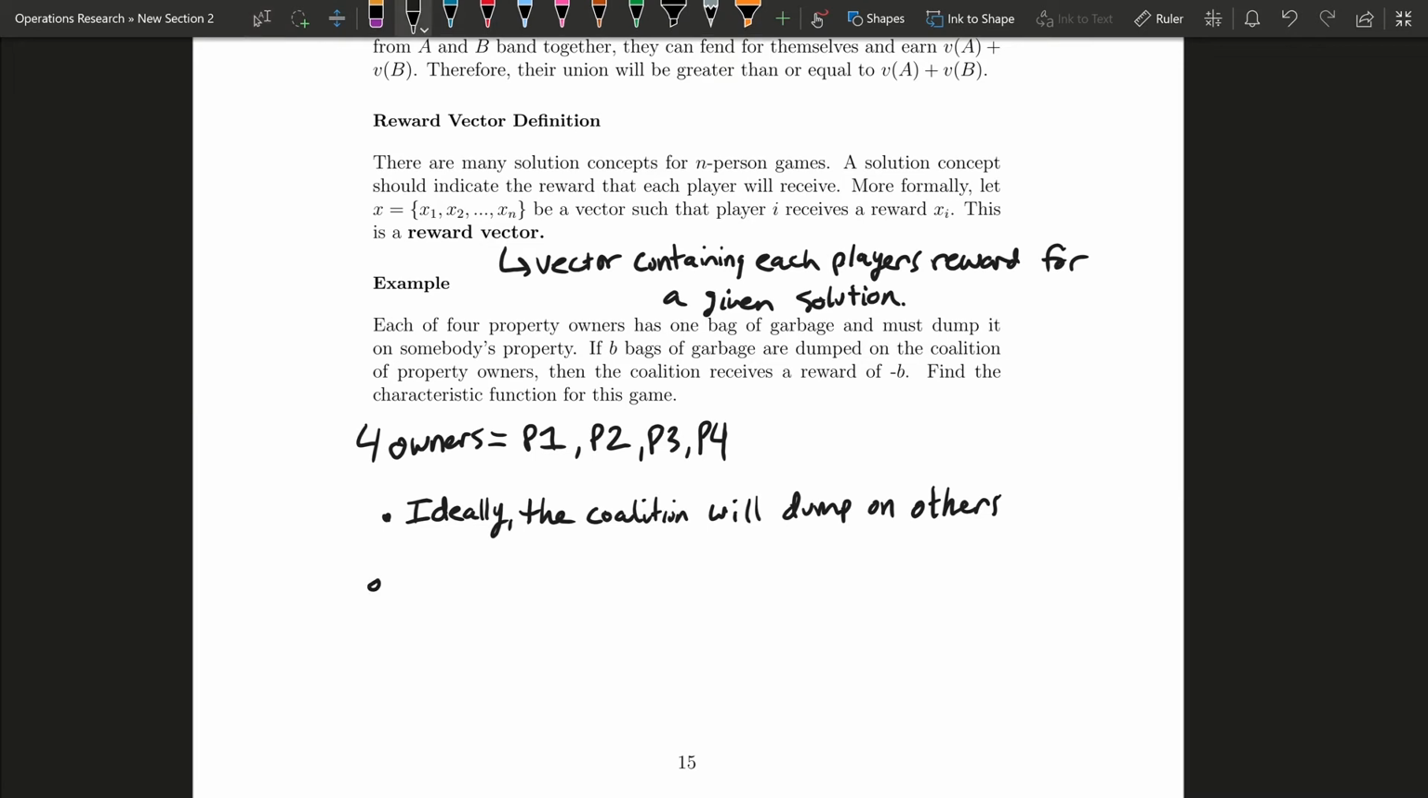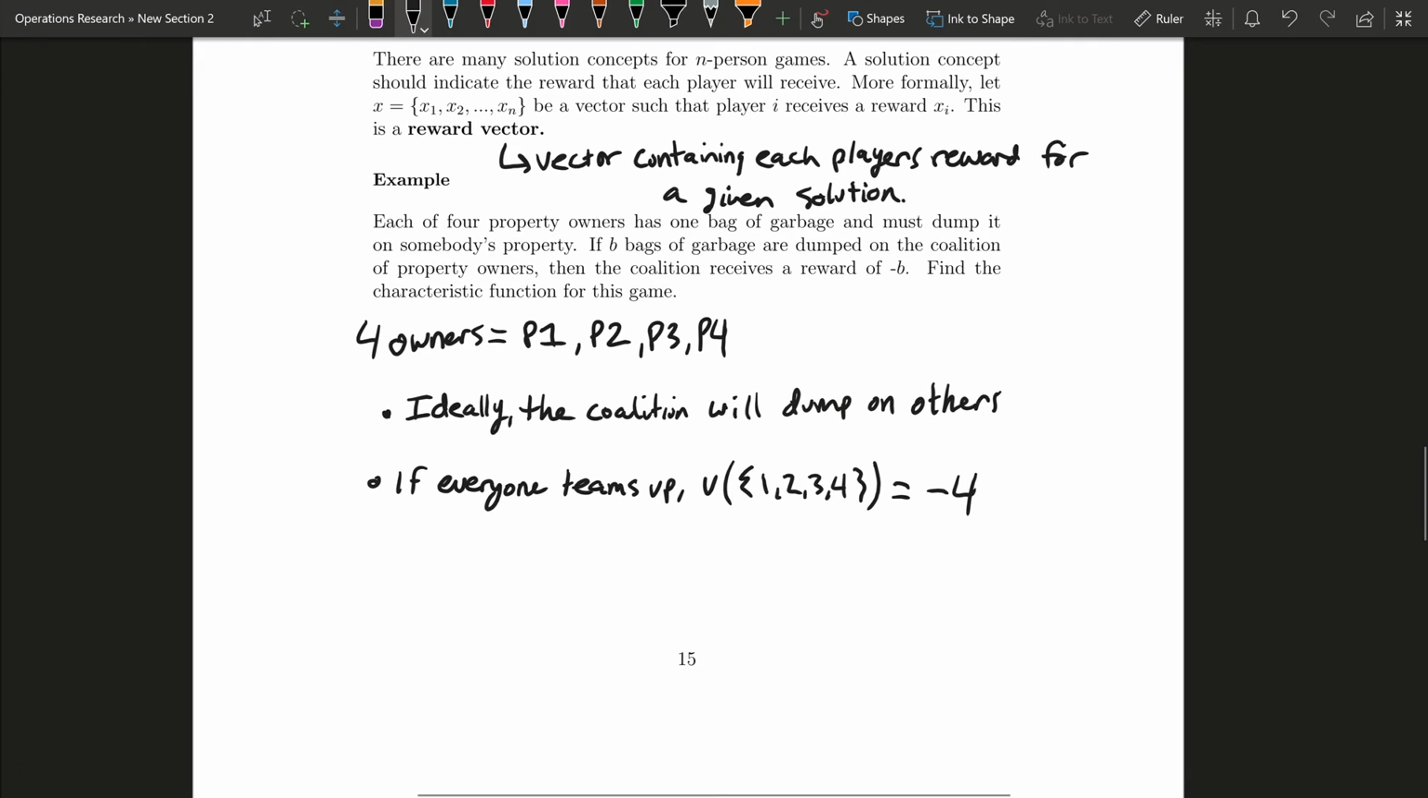And secondly, another thing that we can notice off the bat is if everyone joins the coalition, everyone teams up, we'll have V of 1, 2, 3, and 4. And no matter what, our total score is going to be -4 here. Because regardless of who they're dumping the garbage on, the coalition's total reward is going to be -4 because we have 4 bags of garbage dumped on someone's yard.